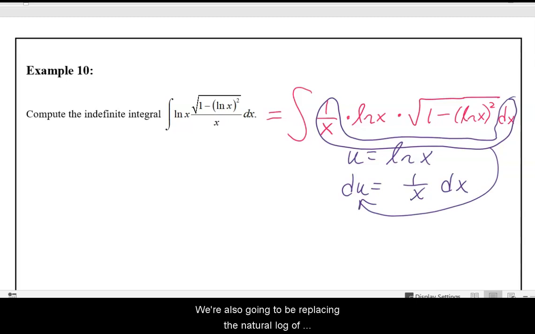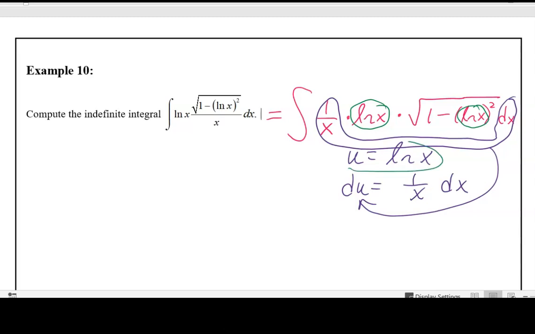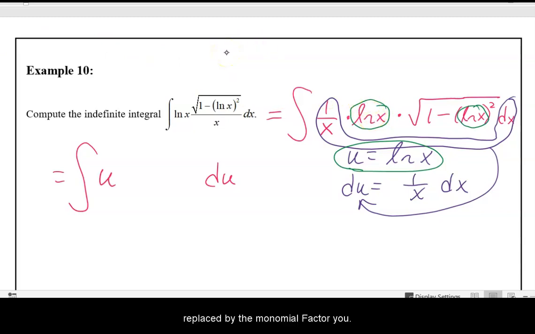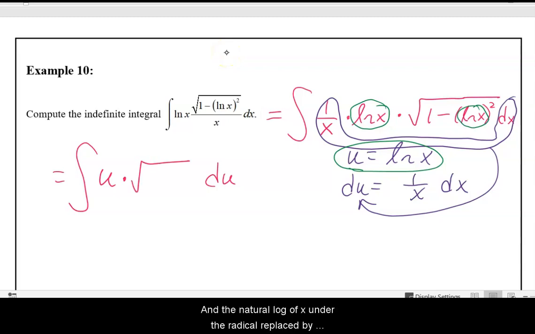We're also going to be replacing the natural log of x here under the radical in the power and here on the outside with u. Let's do those substitutions and rewrite our integral. This will result in the indefinite integral with 1 over x dx replaced by du, the natural log on the outside replaced by the monomial factor u, and the natural log of x under the radical replaced by 1 minus u squared. Now that I'm looking at this problem, it becomes a totally different indefinite integral.